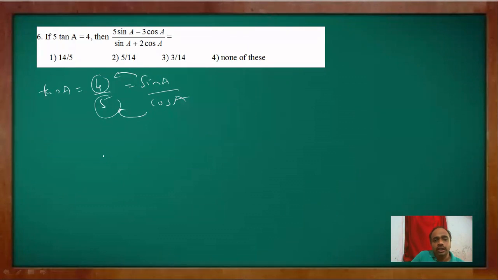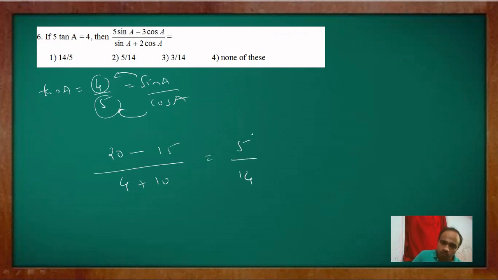So 5 into sin A minus 3 into cos A. 5 into sin A. 5 into what is sin A? 4. 5 into 4 is 20. Minus 3 into cos A. 3 into 5 is 15. Divided by sin A, which is 4, plus 2 into cos A, 2 into 5, 10. So 20 minus 15 is 5 by 14. 5 by 14. You get.